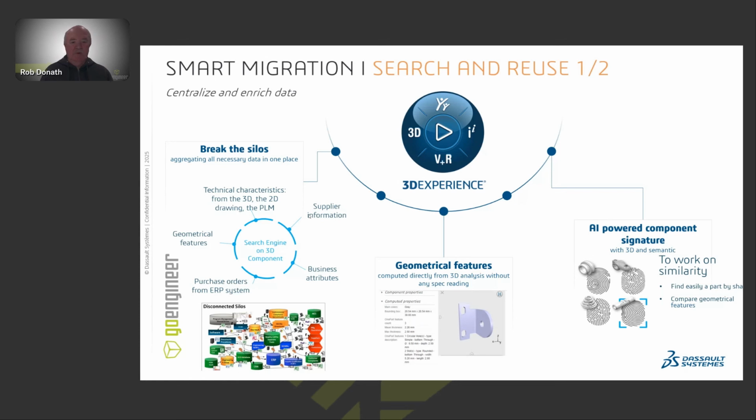On top of that, we can also grab the geometrical features from the product, your CAD models. So analyzing the 3D geometry, identifying things like the number of holes, the type of holes or the shape of the holes, the depth of the hole, etc. And working out through all of this an AI-powered component signature that allows us to automatically see that when I select a given component, it will suggest other components that are very similar in shape and size that I could potentially reuse instead.